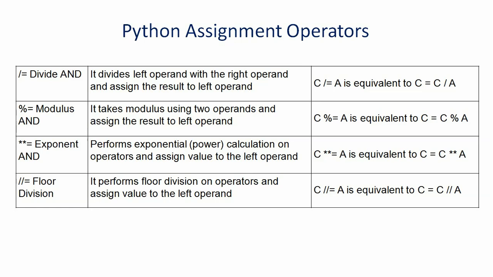Modulus equal to, modulus and. It takes modulus using two operands and assigns the result to the left operand. C modulus equal to A is equivalent to C equal to C modulus A.